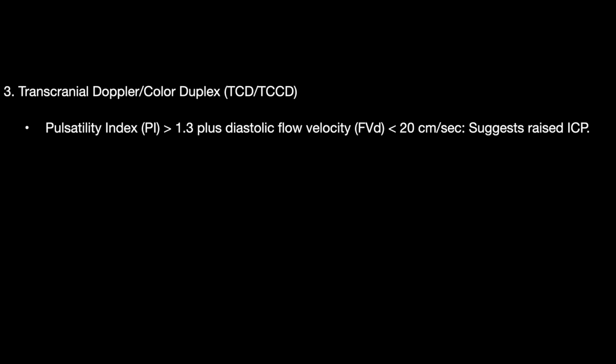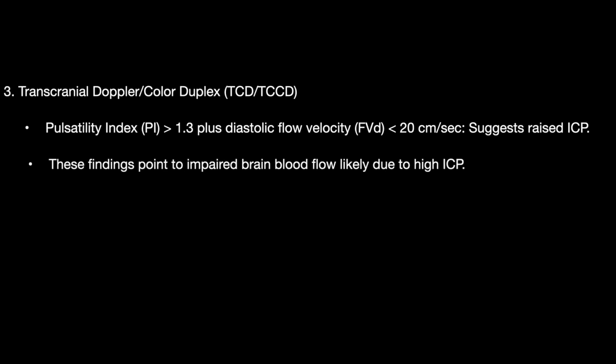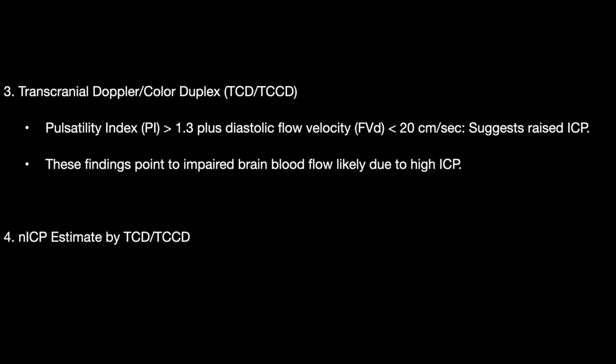For Transcranial Doppler, a pulsatility index more than 1.3 or a diastolic velocity less than 20 should make you suspect raised ICP. These findings point to impaired brain blood flow. For nICP estimated by the TCD, if it is more than 20 to 22, suspect raised ICP.